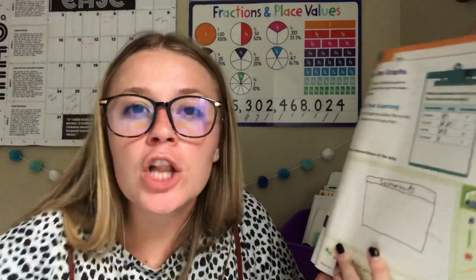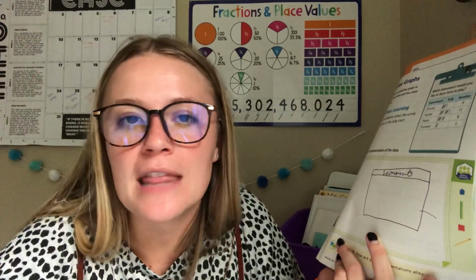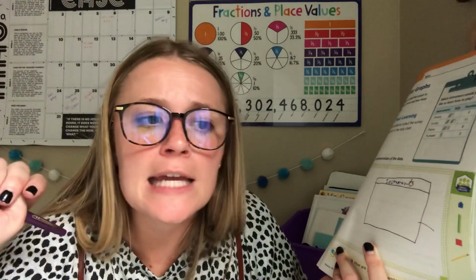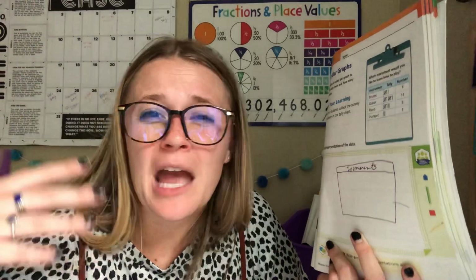Because if they're really close together, like if the highest number is 5 and the lowest number is 3, then you can just count by ones. It's not a big deal. Your graph isn't going to be that large. But if your lowest number of votes is 3 and your highest number is 30, then you're going to have to figure something out, like maybe counting by 5s or something like that.